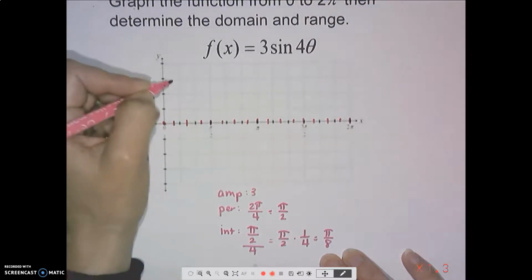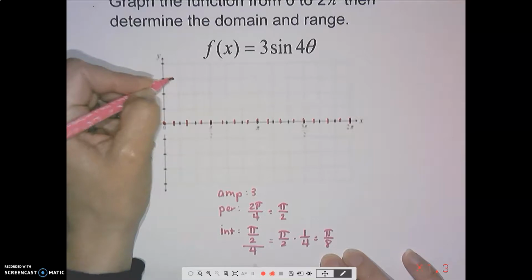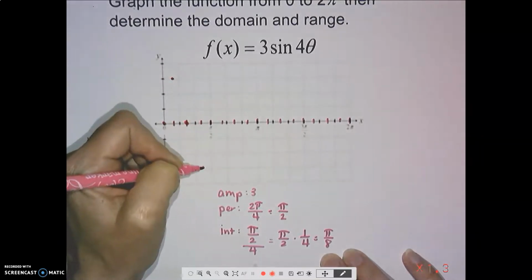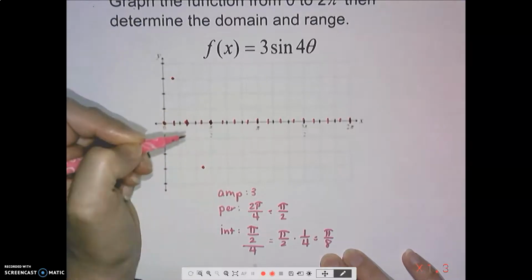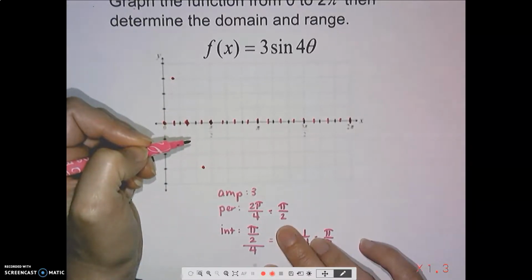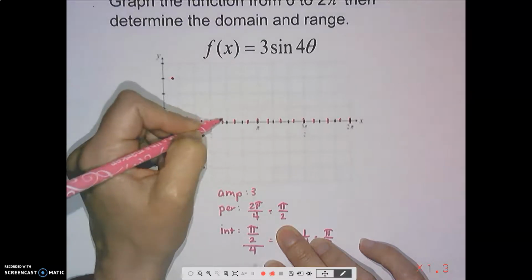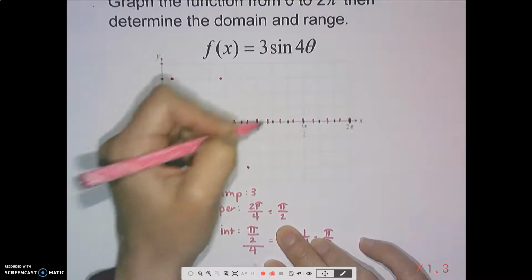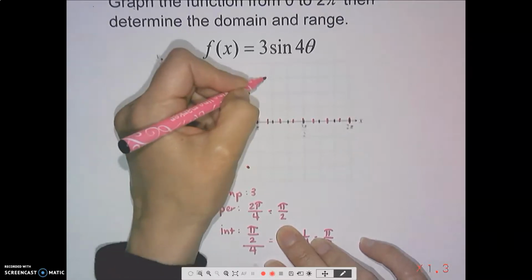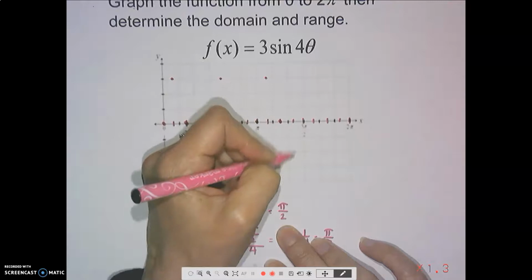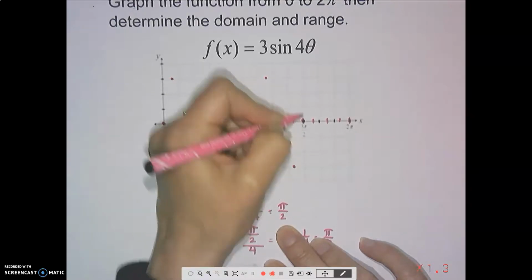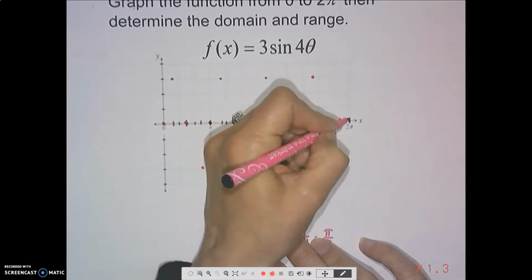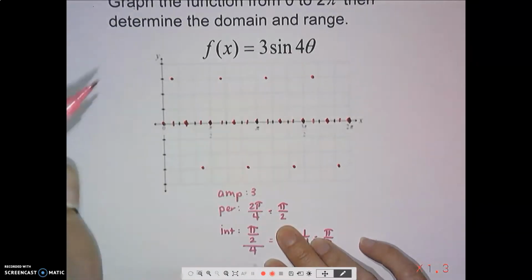So sine starts at 0. At our next tick mark, we're up to 3, and then we're back down to 0, down to -3, back to 0. So by the time we made it to pi over 2, we're done with 1 sine curve. And you keep following the pattern, 0, up, 0, down, 0. Now you want to make sure that you're not skipping any of your tick marks as you go. And by the time you make it to 2 pi, we should have 4 sine curves.